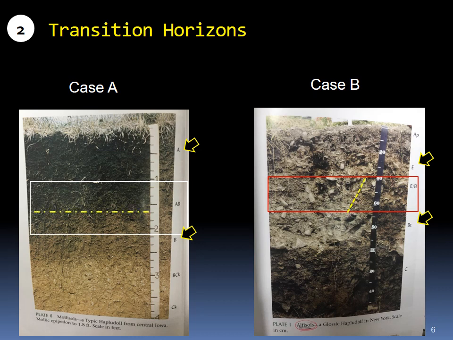Now, to distinguish the differences between them and understand them more, let's see how they look. In case A, the transition between the A horizon and the B horizon looks like this. It's smooth and parallel. So you can see that the dotted line I used here is parallel.